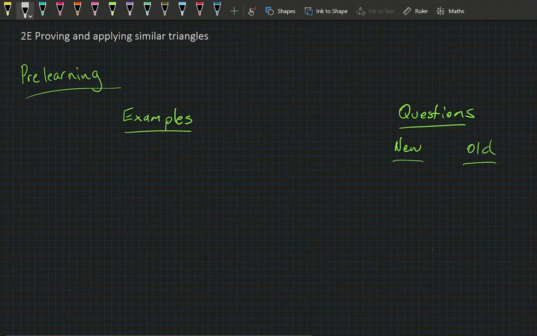Hello class, welcome to today's lesson. We're going to be proving and applying similar triangles. In other words, using our concepts about similar shapes with triangles.